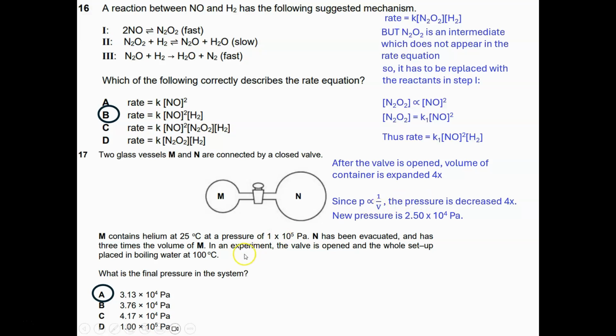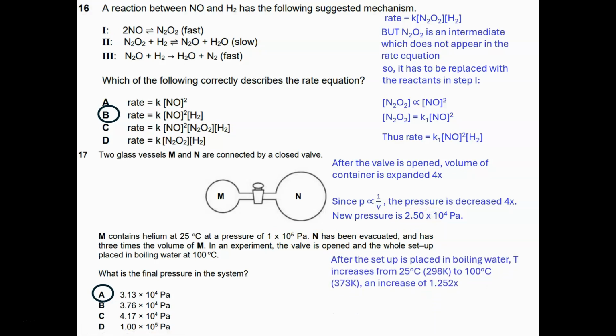So my new pressure is this one divided by 4, which is 2.5 times 10 to the power of 4 pascals. And then next I place this in boiling water. The temperature increases from 25 degrees Celsius to 100 degrees Celsius.